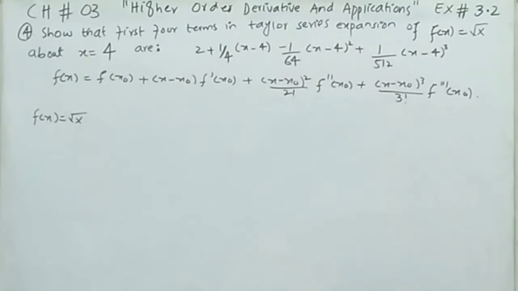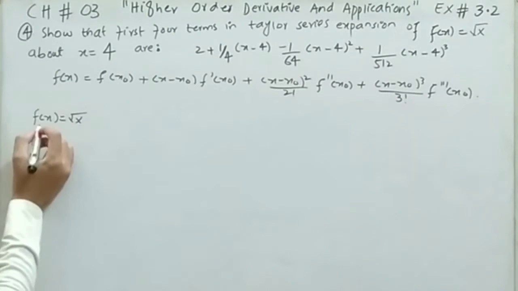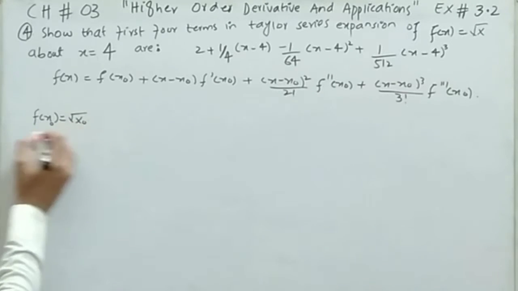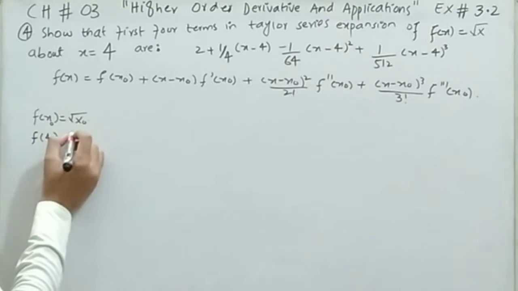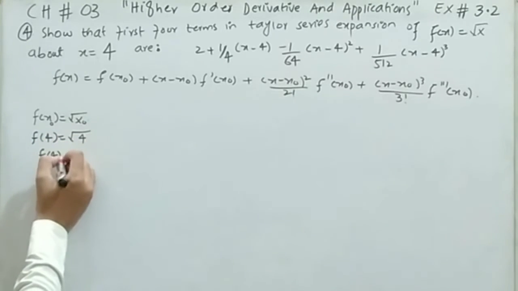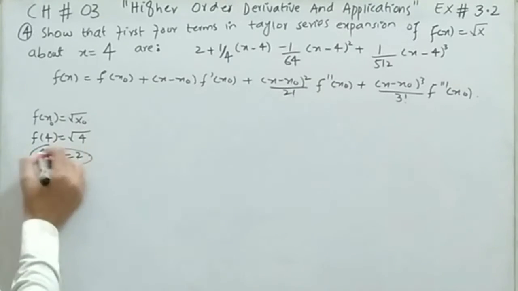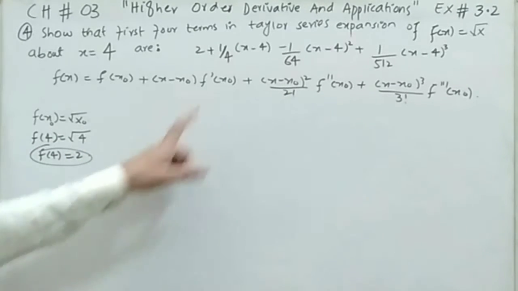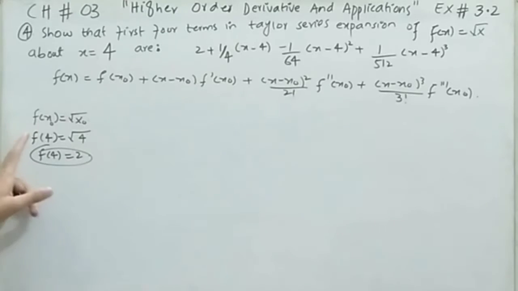So at x is equal to 4, let's suppose this is actually our x naught. So at x naught it becomes f of 4, it will give us under root of 4. So under root of 4 is actually equal to 2. So f of 4 is equal to 2. Now after this we are going to differentiate f prime of x naught. So we differentiate the given function.